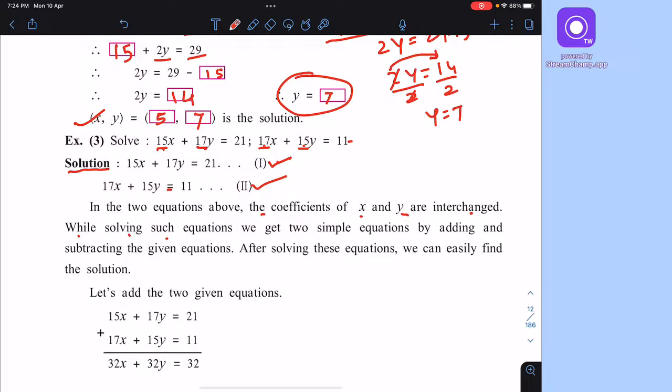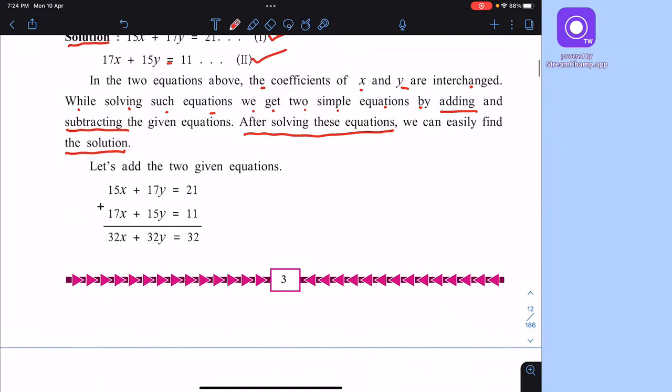While solving such equations, we get two simple equations by adding the equations, and subtracting the equations we get another equation. Those become simple. And after solving these equations, we can easily find the solution of the required equation. So let us add the two equations.